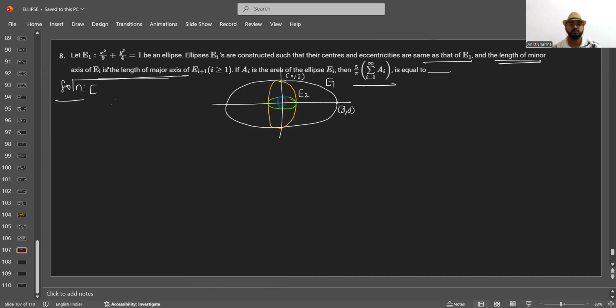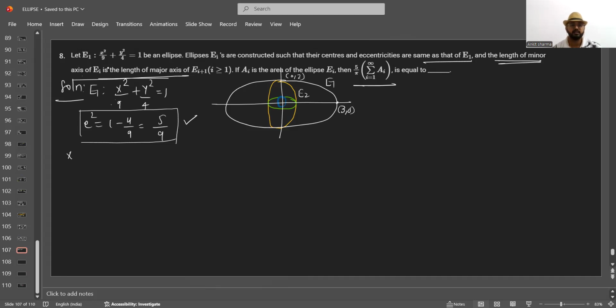So let's write down the equation of E1 at least. So E1 is x square over 9 plus y square by 4 is equal to 1. And eccentricity we can find out: e square is equal to 1 minus 4 by 9, no? So 9 minus 4 is 5 over 9. So we have to keep using this thing every time. So e is written here.